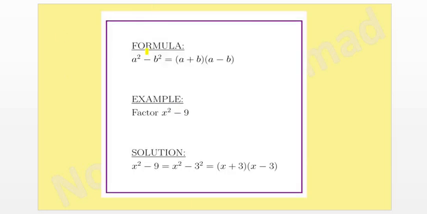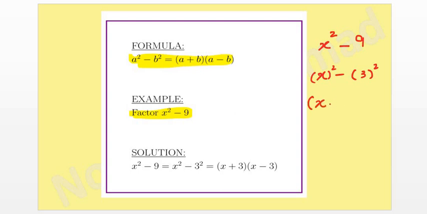As you can see here, we are going to use this formula whenever we want to factorize this type of expression. Now clearly you can see the first term is a square term of x and the second term is also a square term. It is the square of 3. So this is the square of x and this is the square of 3. According to the formula, when I have a difference between two squares, I can write it as x plus 3 and x minus 3.